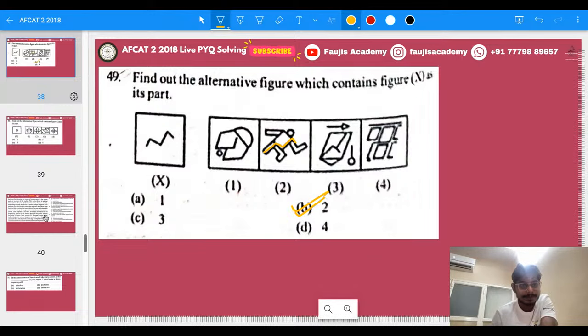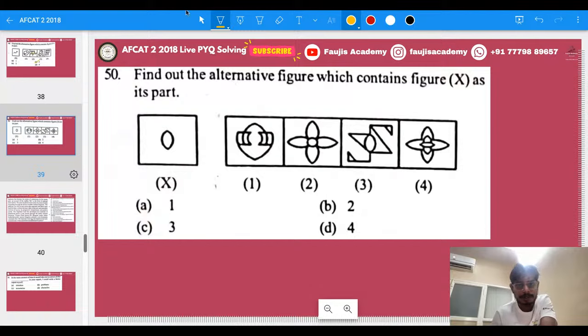How about this one? 50. 50 is an easy one. Quickly tell me what the answer is. Quickly, you guys tell me what's the answer.